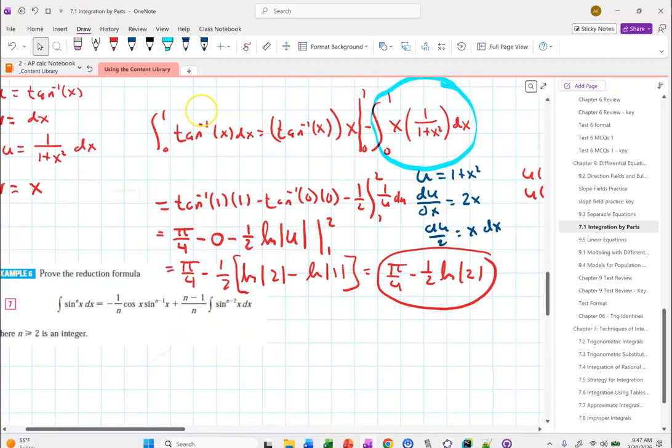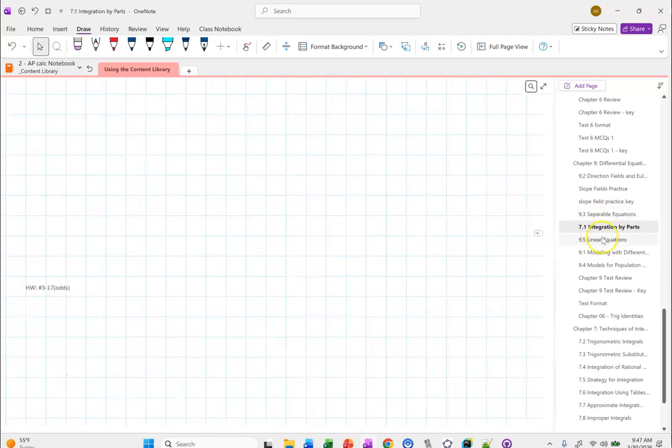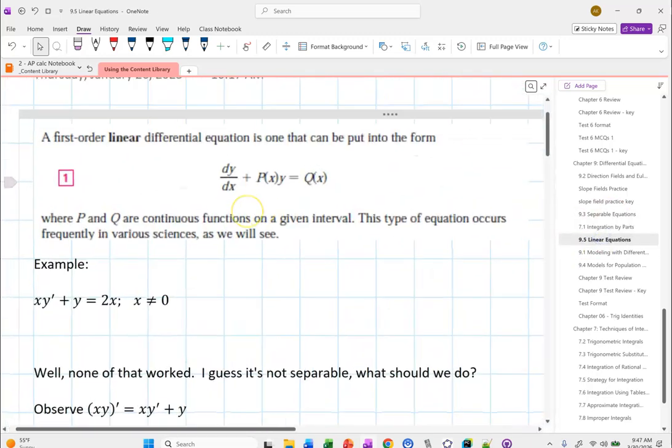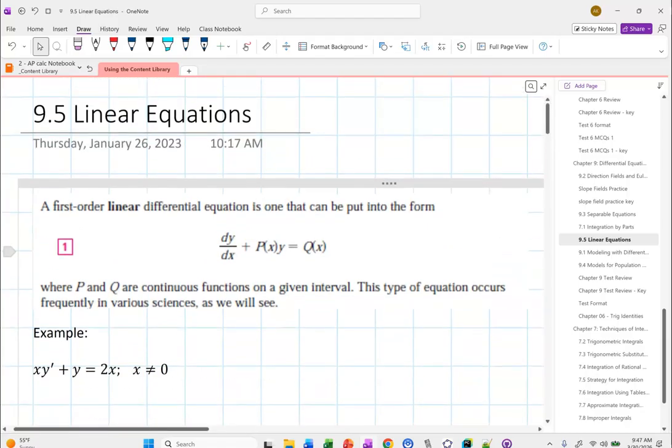All right, I'm going to call this good for this section. What we're going to talk about next is another type of differential equations. So last time in 9.3 we talked about separable differential equations, where it was easy to get all the x's and y's on one side. Here we're going to talk about a type of unseparable differential equations called a linear differential equation and how to deal with that.